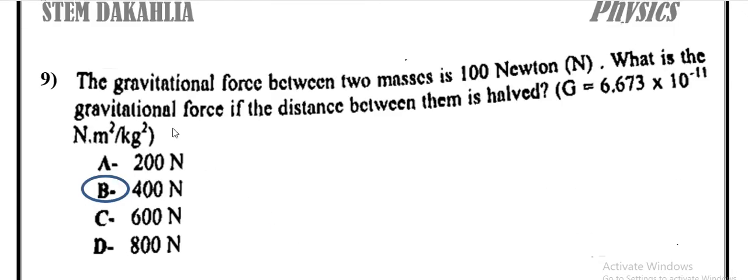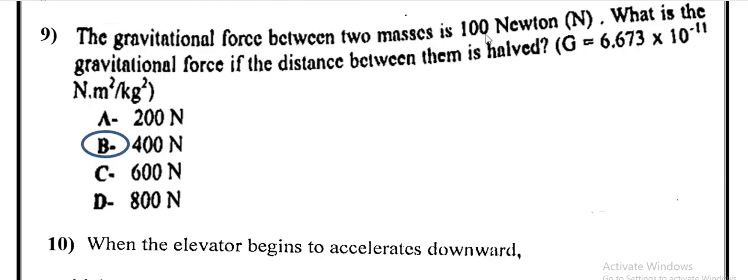Question number 9. The gravitational force between two masses is 100. What is the gravitational force if the distance is halved? Distance halved, so the gravitational force increases by a factor of 4. It was 100, so it will be 400.